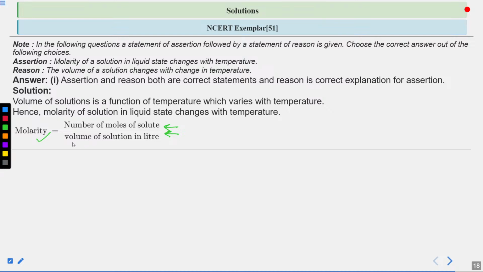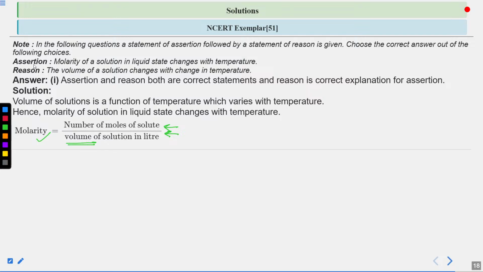And volume depends upon the temperature, because if you heat the solution, if you increase the temperature of the solution, the volume will change because the change of state will happen. And if you decrease the temperature of the solution, again the state of the solution will change, and the volume will also change. So that is the reason that the molarity of the solution in the liquid state will change with the temperature.